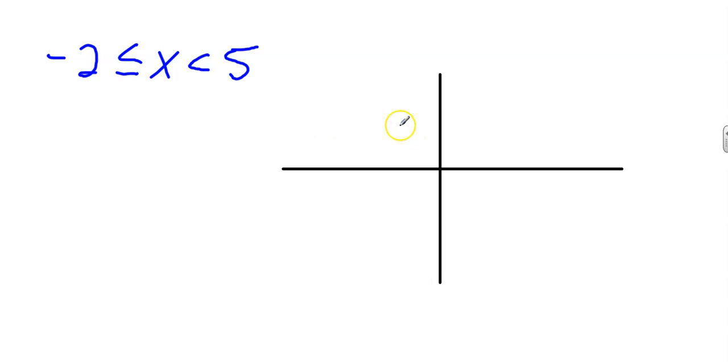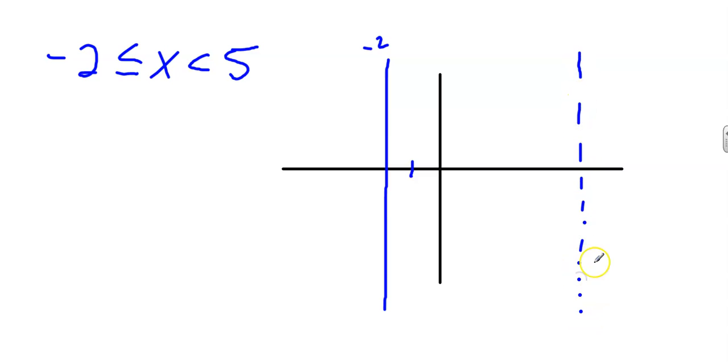So we go to -2 and draw a vertical line there. Go out to 5, in this case draw a dashed line. Then x has got to be everything in between those two pieces. That's everything in the middle.